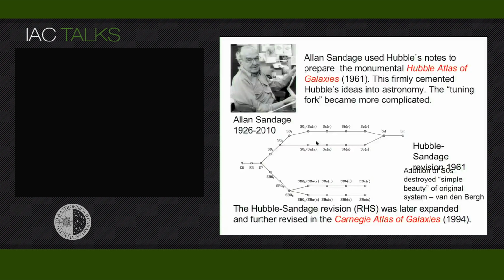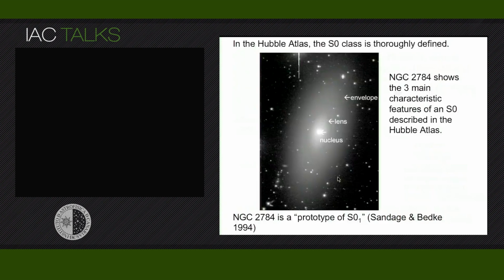And Sandage also made this tuning fork a little bit more complicated because he decided it was relevant to recognize galaxies that were S-shaped, as John just showed us, and ring-shaped. So the R variety are the ring-shaped spirals, and the S variety are the pure spirals, of both non-barred and barred classifications here. So it's a more complicated system, and van den Bergh said this destroyed the simple beauty of the original system. So this is the revision in 1961.